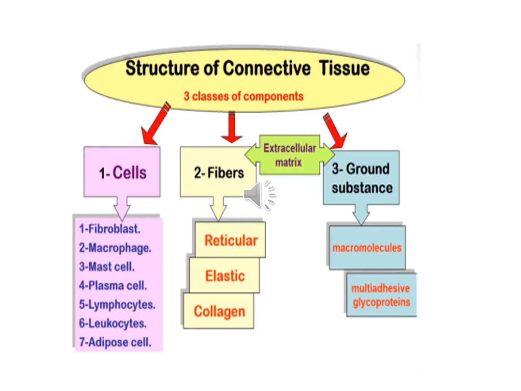I told you in the previous lecture that there are three components of the connective tissue: the cellular component and the extracellular component. The cellular component included two categories of cells, the resident cells and the migrant cells. And the extracellular component includes two heads, the fibers and the ground substance. Fibers include three categories: collagen fibers, elastic fibers, and reticular fibers, while the ground substance includes the glycosaminoglycans, macromolecules, and the glycoproteins.